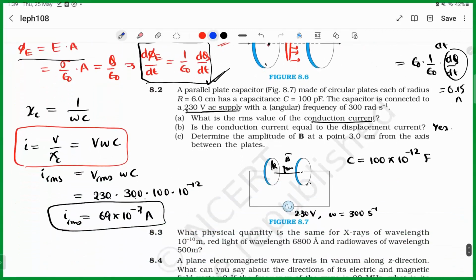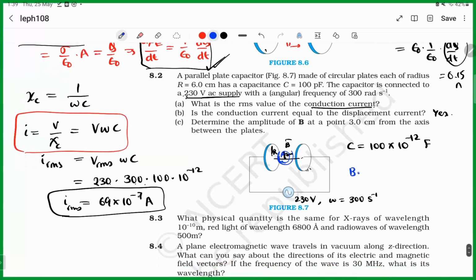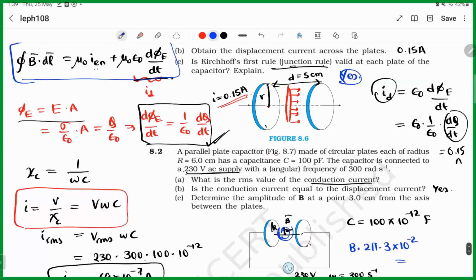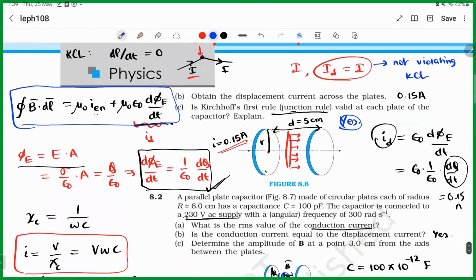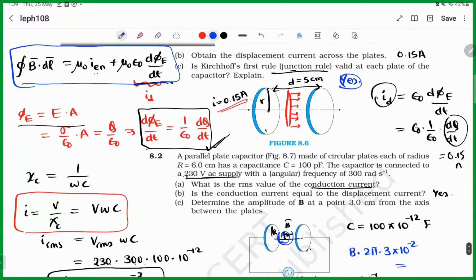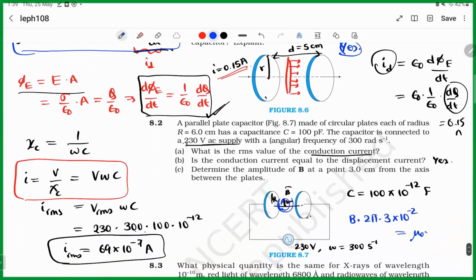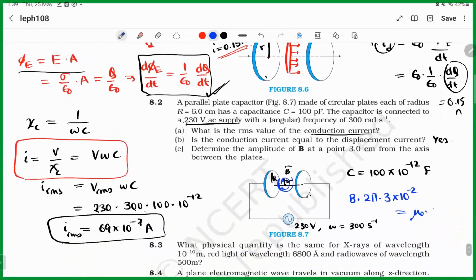If you look at that line integral, it will correspond to 2 pi into 3 centimeters. But that value equals I enclosed, which is 0, because between the capacitors there is no free current. There is only the displacement current. So it is equal to mu naught epsilon naught d phi e by dt, which is simply 69 into 10 to the power minus 7 into root 2 into some sine omega t.